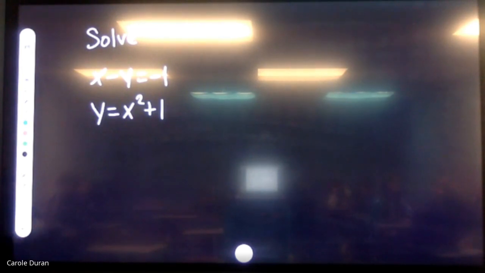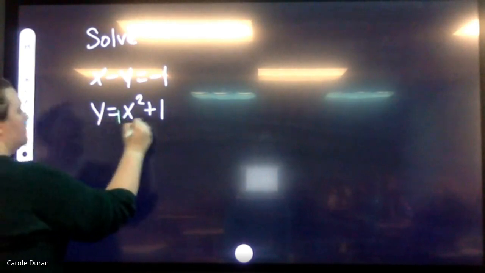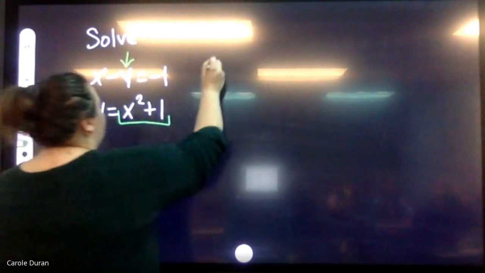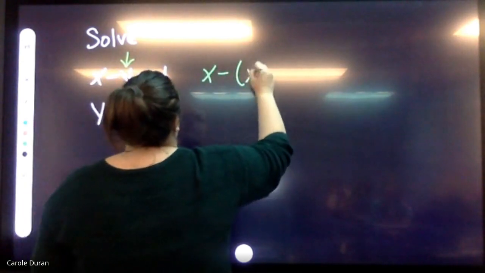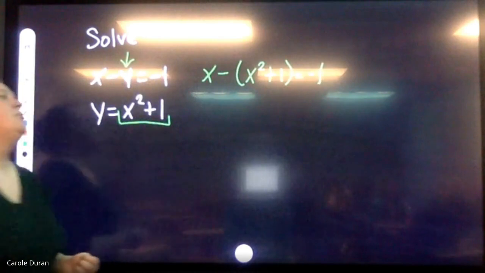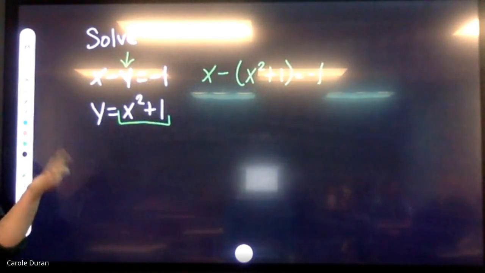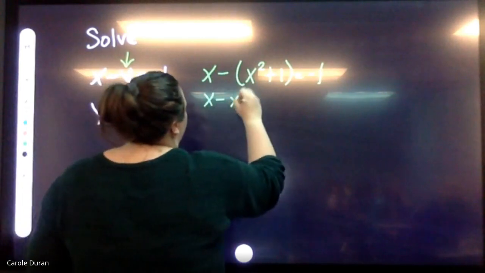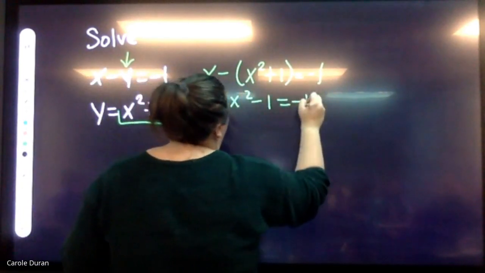Substitute the y with x squared plus 1, for the y in my first equation, good. So when I do, I get x minus (x squared plus 1) equals negative 1. Before I do anything else, I need to distribute that negative. That was my subtraction. When I do, I get x minus x squared minus 1 equals negative 1.